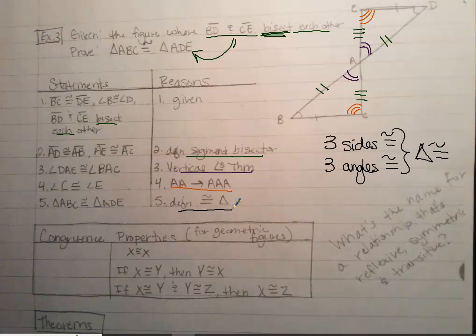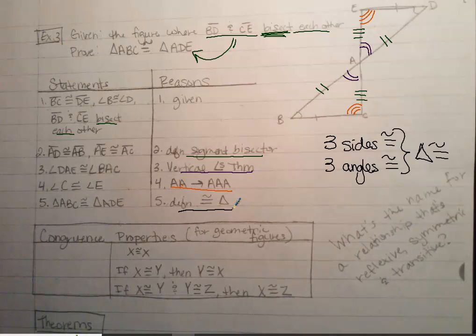So we made the map to get to our treasure. Okay, we had to go through a couple different steps to get there, but we did it. All right, then let's look at some congruence properties for geometric figures. Okay, so we want to name these is what's going on. I left that column open so we could name them.